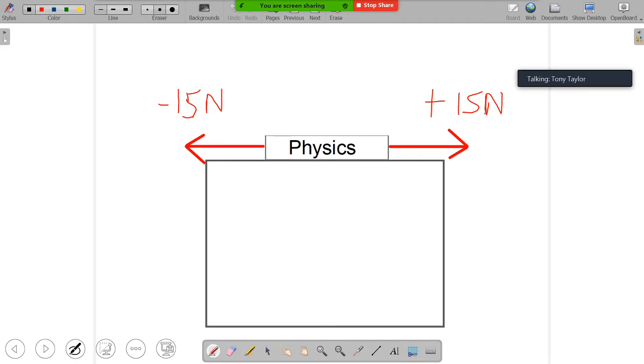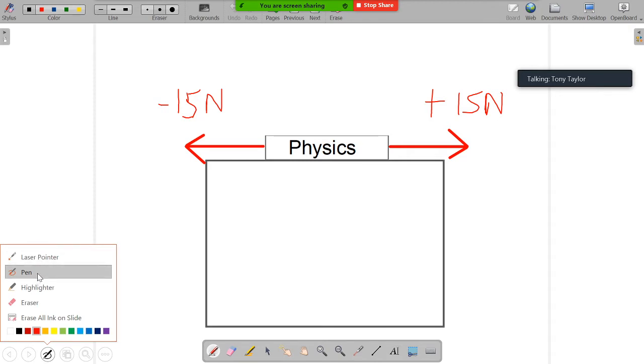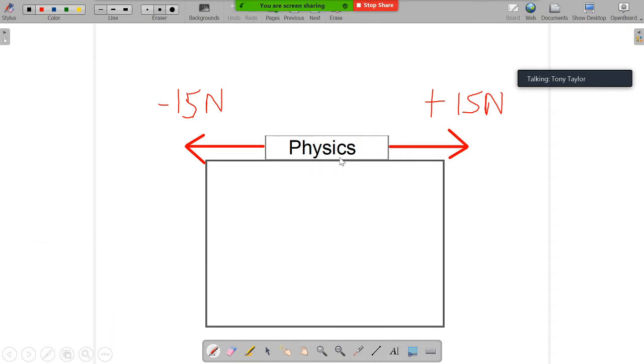The basic idea here is that whenever you have balanced forces acting on your object, that means your object is at rest, or it could be moving at a constant velocity depending on the scenario. In this case, since the book was already at rest, Newton's first law says an object at rest will stay at rest. So if two people pull on this physics textbook with the same magnitude of force, the object's not going to move. It's going to stay at rest, because that's Newton's first law: an object at rest will stay at rest unless acted upon by an unbalanced force. In this case, these forces are balanced.